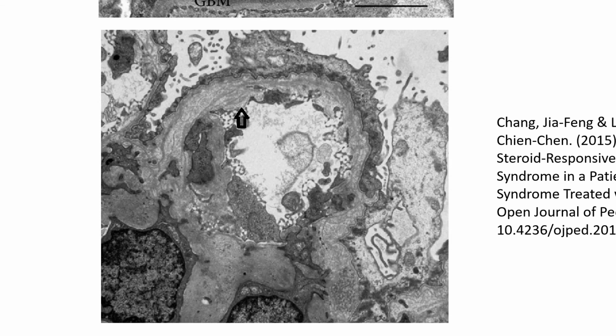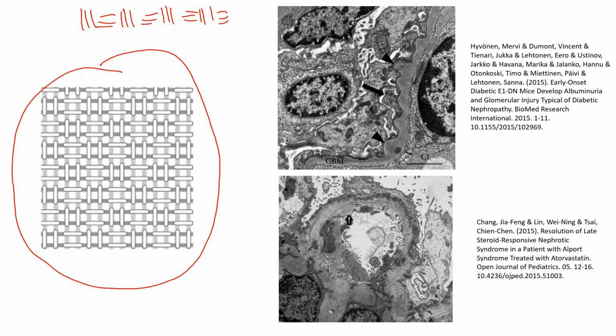Look at the bottom one. The bottom one shows all these lines and stuff through it. I'm going to zoom back out now. In this bottom one, you see all these lines going various directions. Look down here at the bottom. See all these lines going all different ways through the glomerular basement membrane?